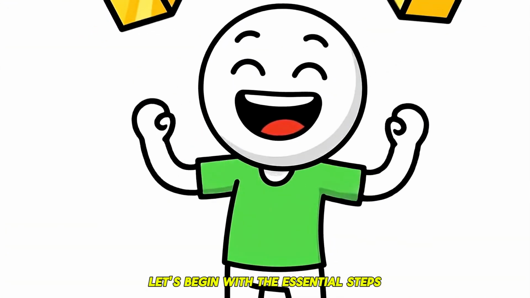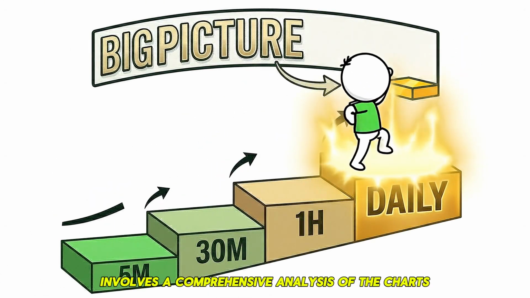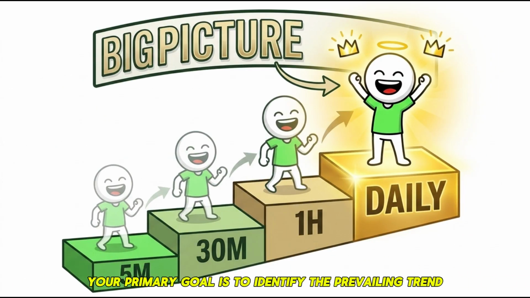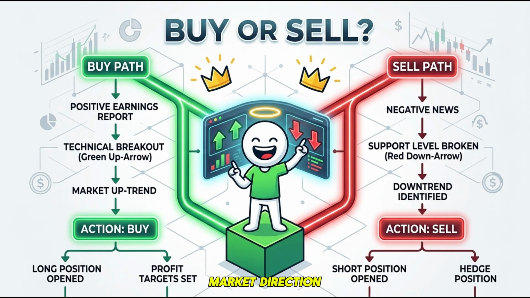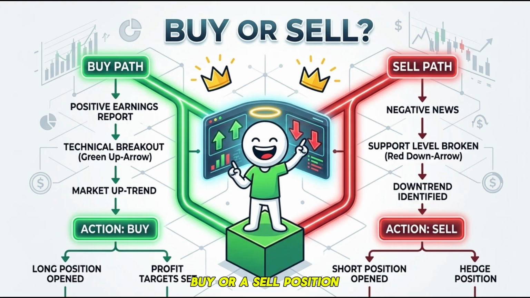Let's begin with the essential steps for crafting your gold trading plan. The first stage involves a comprehensive analysis of the charts. During this phase, your primary goal is to identify the prevailing trend and determine if the market is currently experiencing a period of high volatility. While day traders might utilize the 5-minute and 30-minute charts for their entries, you should always consult the 1-hour and daily charts to understand the broader market direction. By doing so, you can make an informed decision on whether to open a buy or a sell position based on the larger trend.